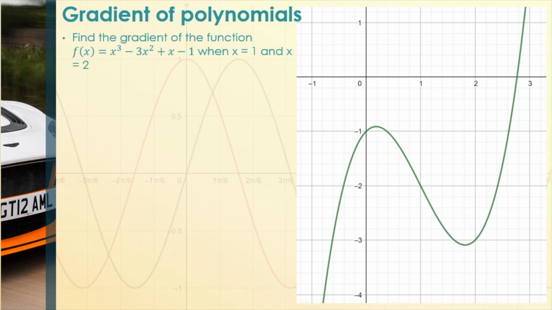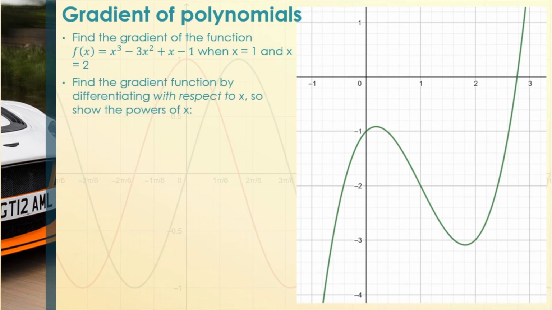You will see that at the point where the line crosses x equals 1, the curve has actually got a negative gradient. When it crosses x equals 2, it is then going up and now should have a positive gradient. So therefore we should be expecting those results when we differentiate. So we're going to differentiate with respect to x. So write out the function showing the powers of x.